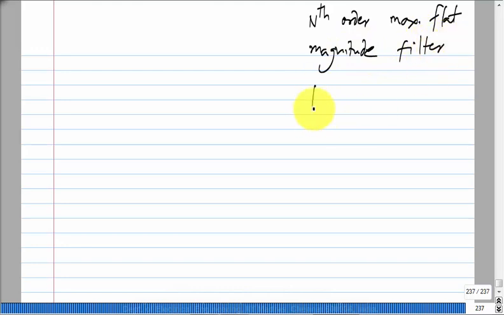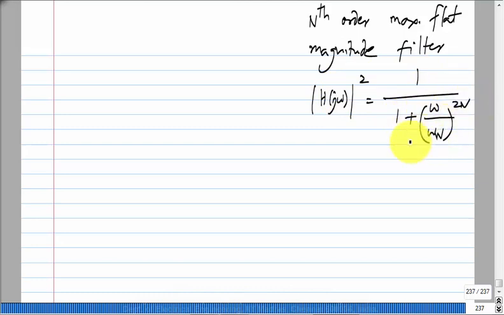So, an nth order maximally flat magnitude filter has a magnitude which is 1 by 1 plus omega by omega n to the 2n. This is the magnitude squared.